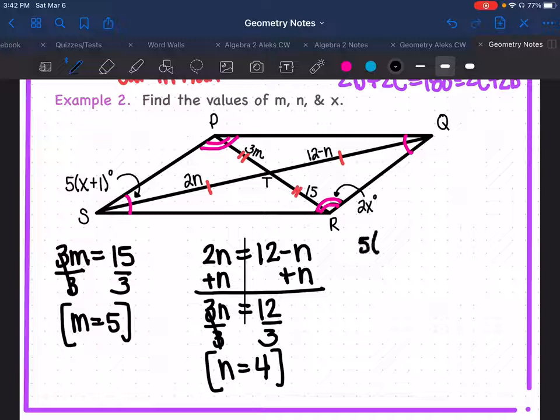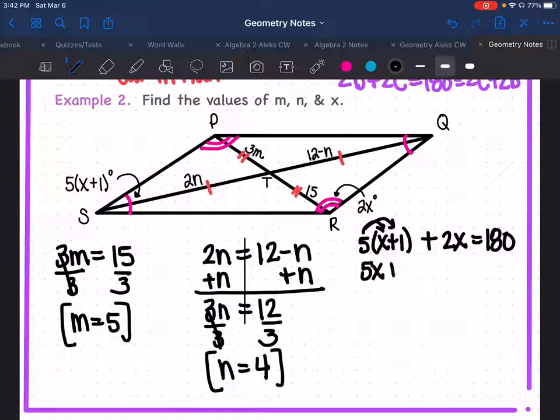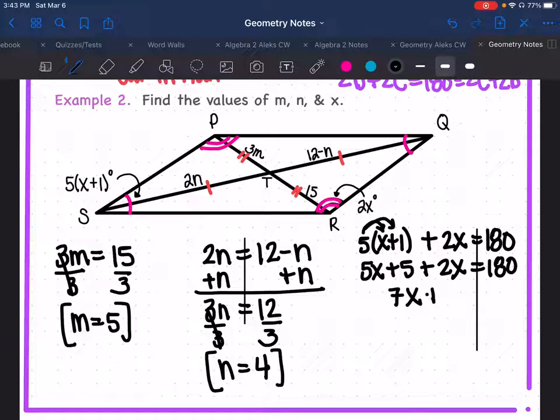So 5x plus 1, I'm going to have to distribute, plus 2x is going to give me 180 degrees. Let's go ahead and distribute that. I don't know why I didn't distribute it. It wasn't distributed already. There we go. Next, I'm going to go ahead and combine together my like terms, 5x and 2x. They are on the same side of my equal sign, so I can go ahead and add them together. That would give me 7x plus 5.